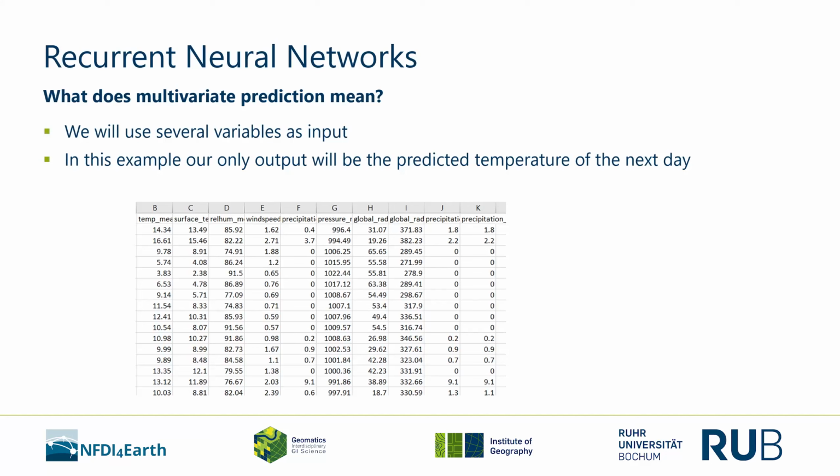We also used to call them features. In this example, we will use several features like temperature, relative humidity, precipitation, and global radiation as input features to predict a single output feature, which is the temperature of the next day. You might remember the RNN types we discussed in the previous lecture. This will be a many-to-one translation.